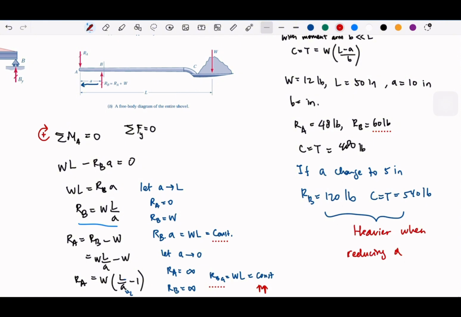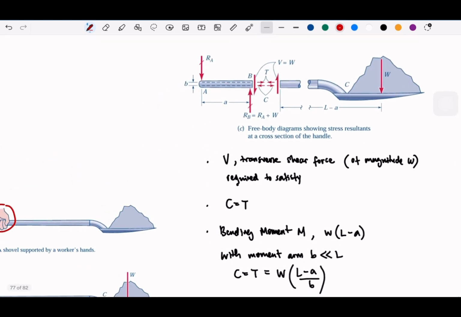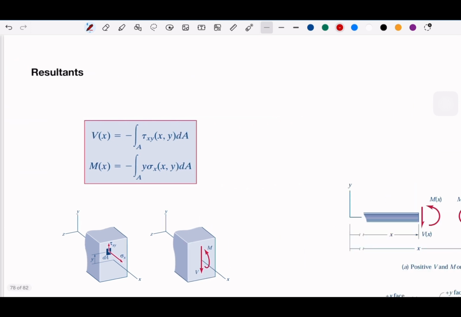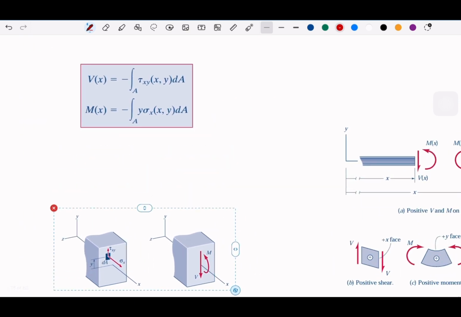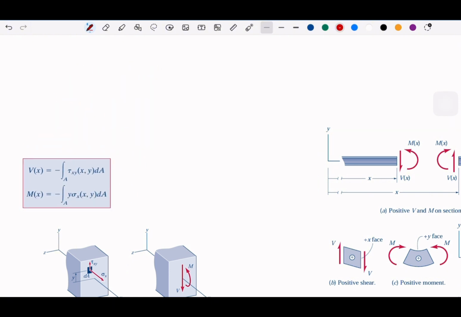Okay, now let's consider we have the transverse shear force and bending moment at the cross section at C. Suppose this is the C here. So let me move to the next slide here, just to show you what we might expect.